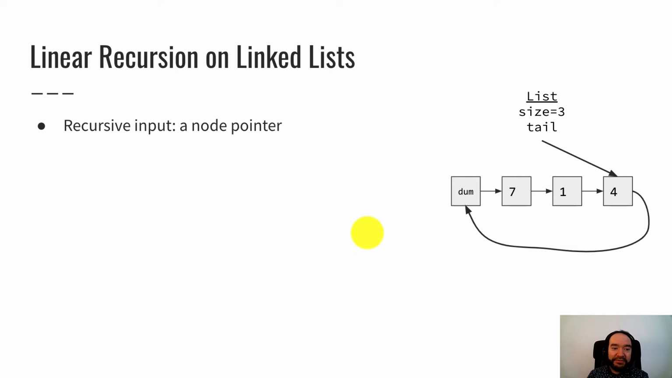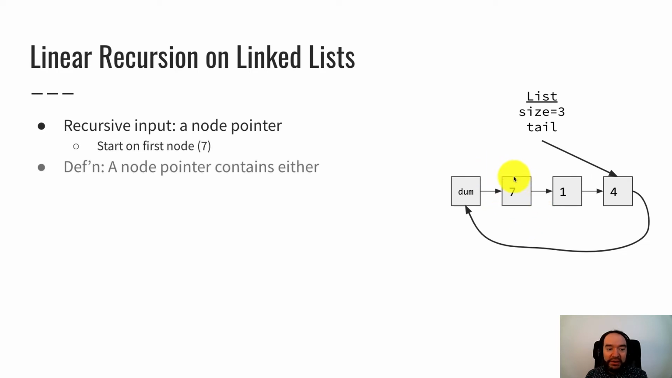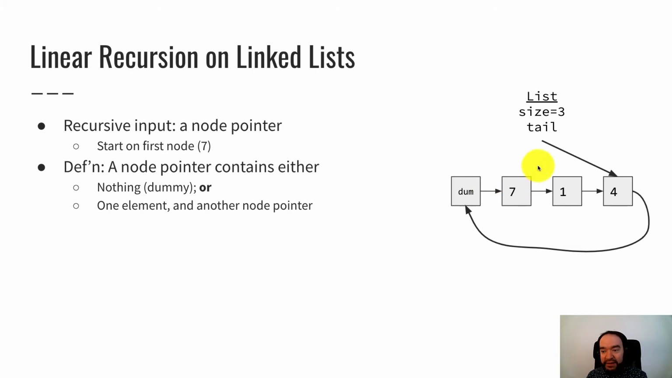So following this pattern, the recursive input is a node pointer. So we've got a pointer to a node. I would think to begin with, we point at the first element, the 7. That would be our first node. And then what is a node pointer really? Well, it contains either nothing. So if we start at the beginning and work our way to the right until we get to the end, a pointer to the dummy node has no elements in it. So a node pointer could have nothing in it at all. That would be the dummy pointer. Or a node pointer could have one element, like the 7, and another node pointer. And that other node pointer is kind of a recursive list. It's yet another list that's shorter.